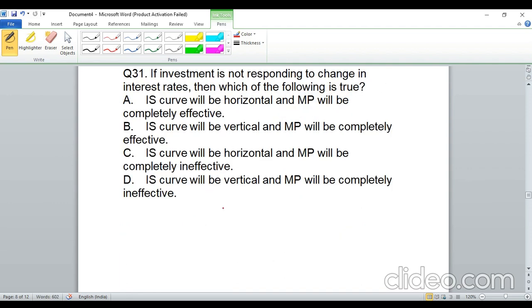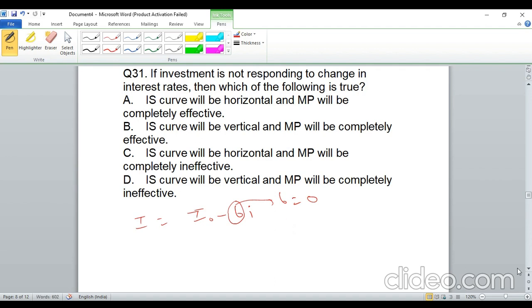Okay, next question, guys. Question number 31. Here, if investment is not responding to change in interest rates, then which of the following is true? You must be knowing that investment we can write as I naught minus b into i. I naught is the autonomous investment, this small i is the interest rate, and b is the interest elasticity of investment. They have given us that this b is 0. That is, you change the interest rate, but there will be no impact on the level of investment, right?